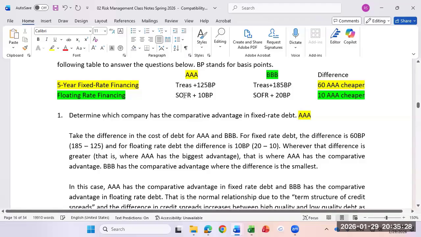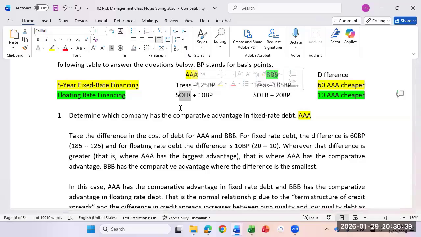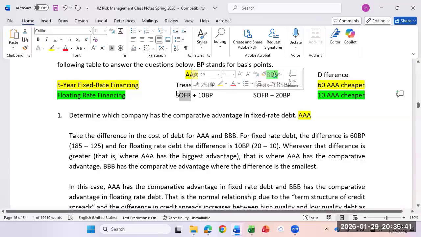So if they borrow, it'd be SOFR, which is a floating rate plus 10 basis points. What that means is usually every quarter, every time SOFR changes, your interest rate changes. So it's floating rate. If interest rates go up, you pay more, come down, they go down. So this one actually changes over time. This one's fixed. If triple B borrows floating rate, they're going to pay SOFR plus 20 basis points.